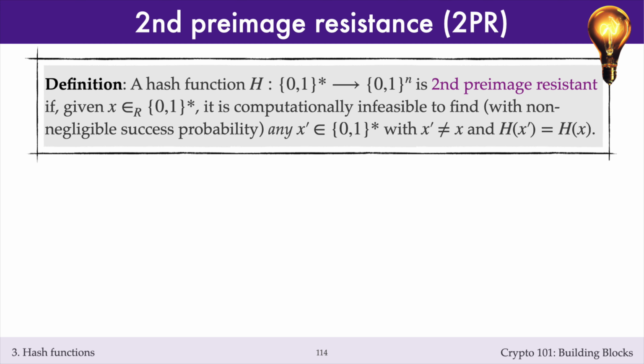The second desirable security property of hash functions is second preimage resistance, or 2PR. 2PR is the following property. Given a randomly selected message x, it should be computationally infeasible to find, with non-negligible success probability, a second message x' different from x, with the same hash as x.